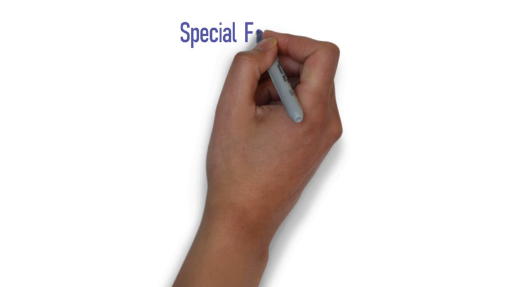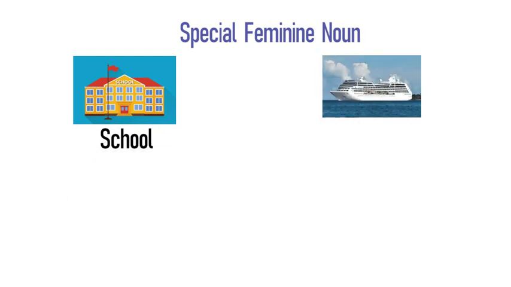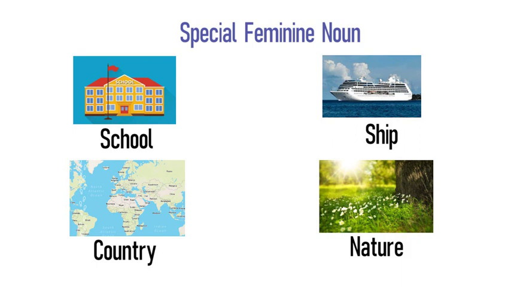There are some specific feminine nouns. For example, school, ship, country, nature. For all these nouns, we always use them as feminine.